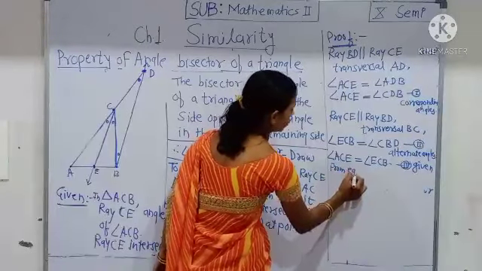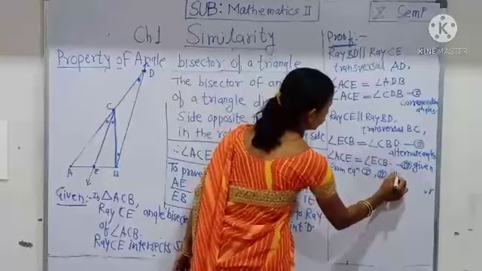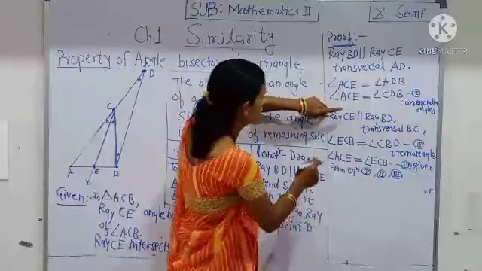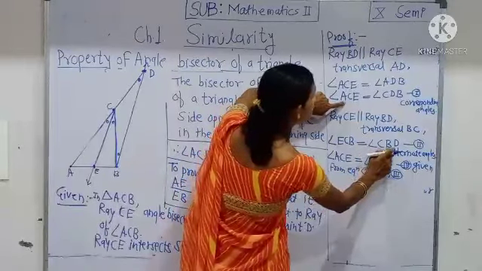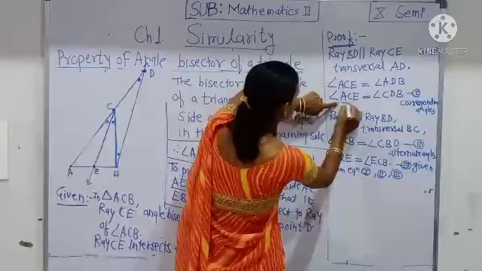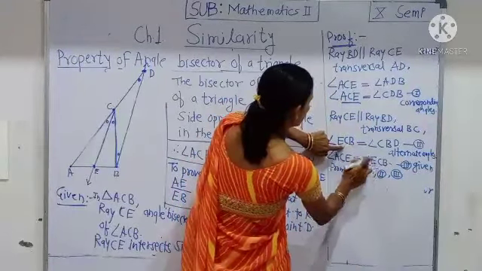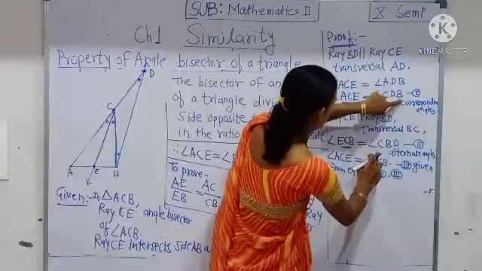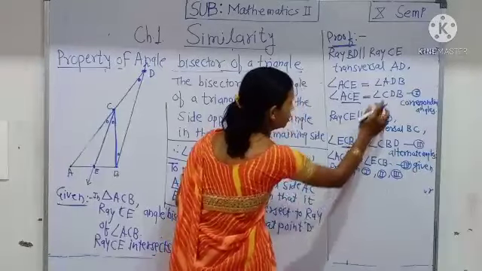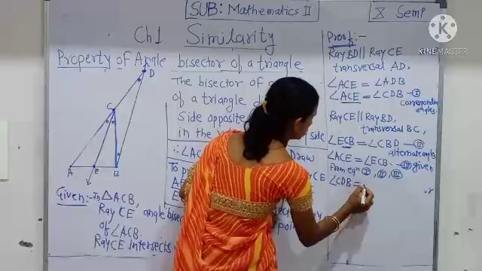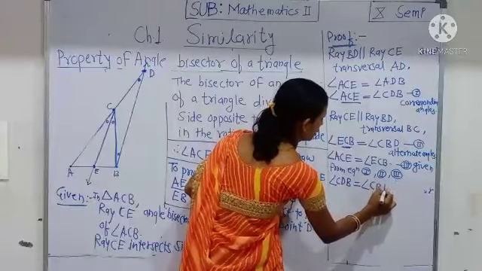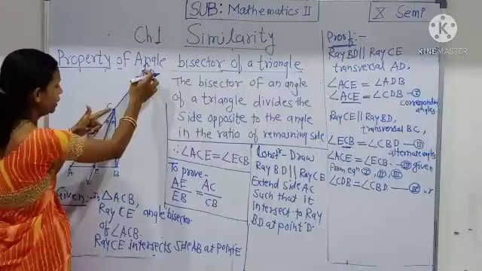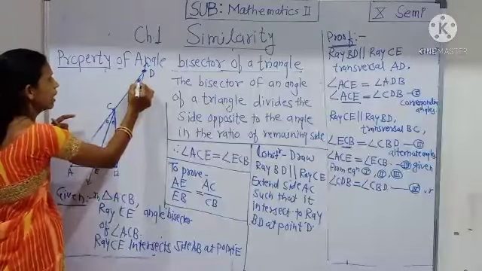From equations 1, 2 and 3, see here, angle ACE is congruent with CDB and angle ECB is congruent with CBD. And in the third equation, angle ACE equals angle ECB. These both angles are congruent. Therefore, angle CDB is equal to angle CBD. That is equation number 4. Angle CDB and angle CBD are congruent.